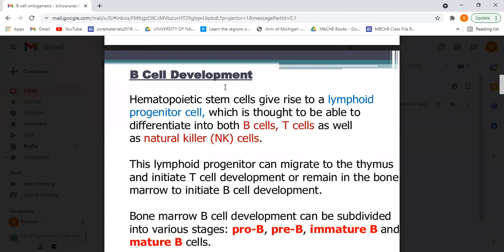Okay. So in terms of the stages for this B cell development, we have 4 stages through which these B cells attain their maturity. And we can list them as pro-B stage, the pre-B stage, immature B stage, and lastly, the mature B cells. Let's move on.